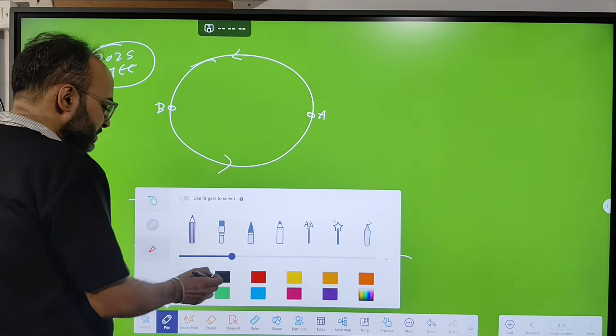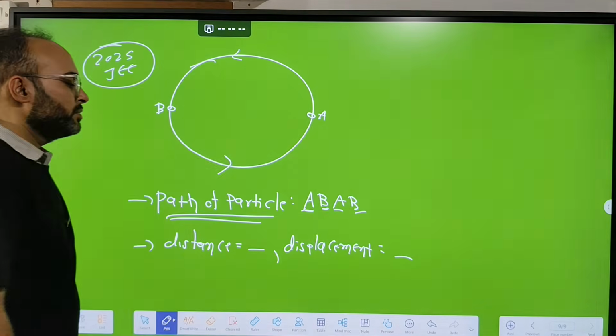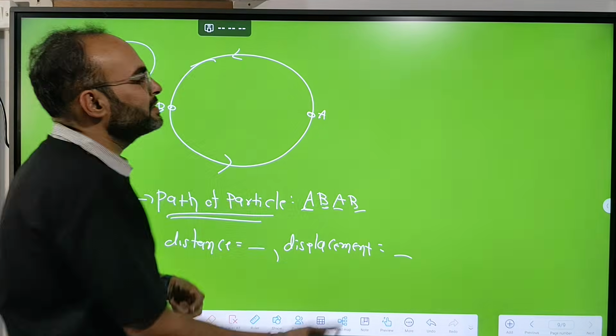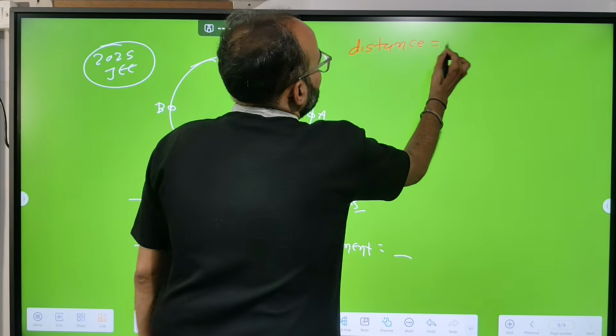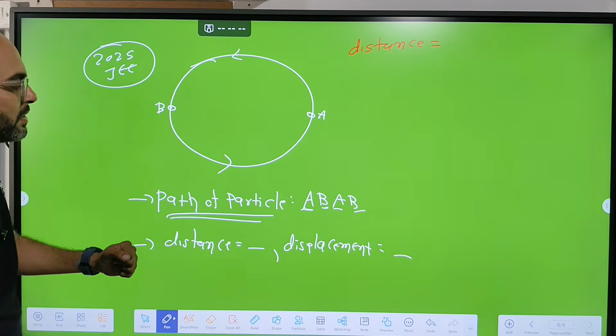It is a very interesting question. Try by yourself. Pause the video. Chalo, first we want to find distance. What is the meaning of distance? Distance means path length. Path length means total distance covered. Chalo, what is the total distance?